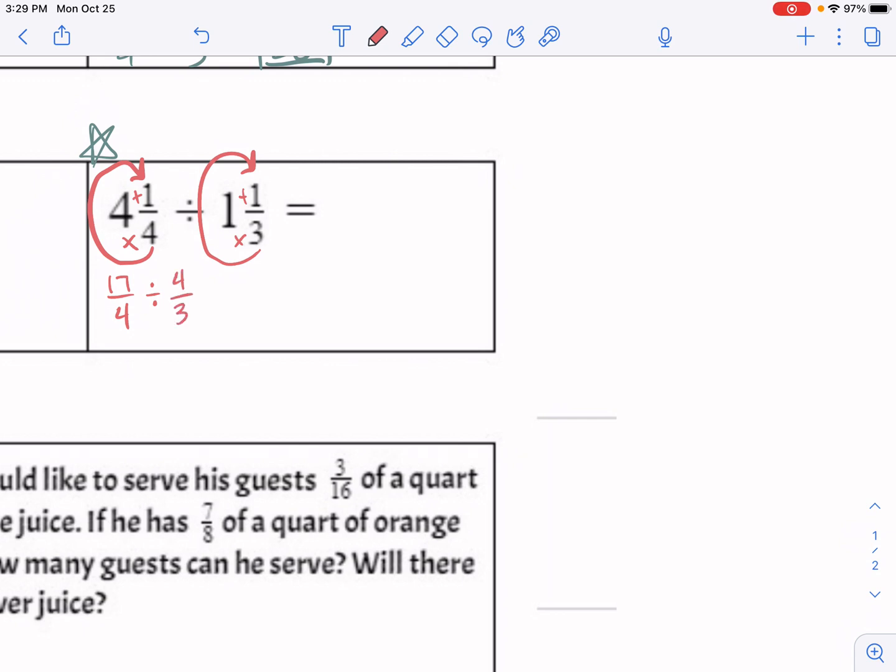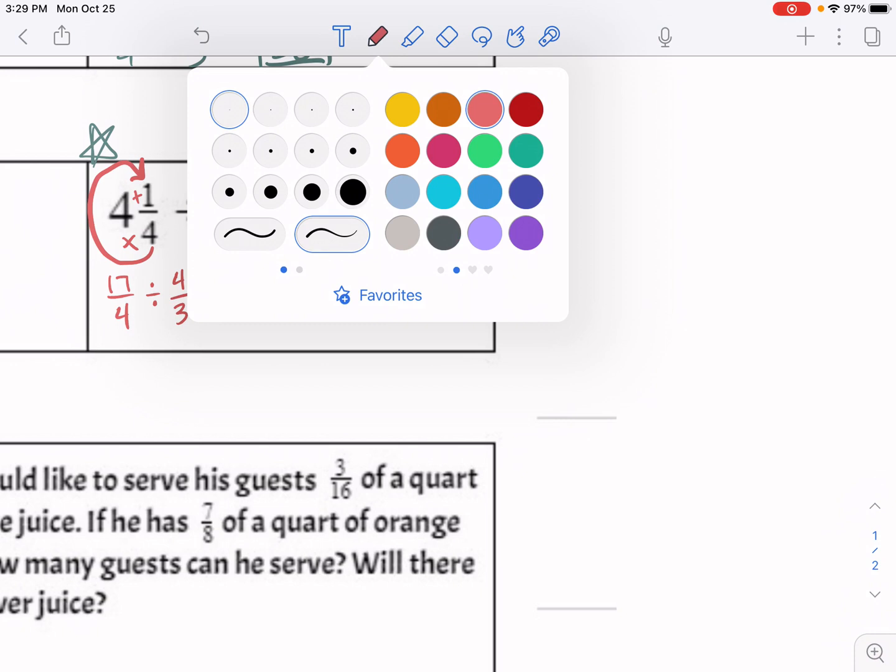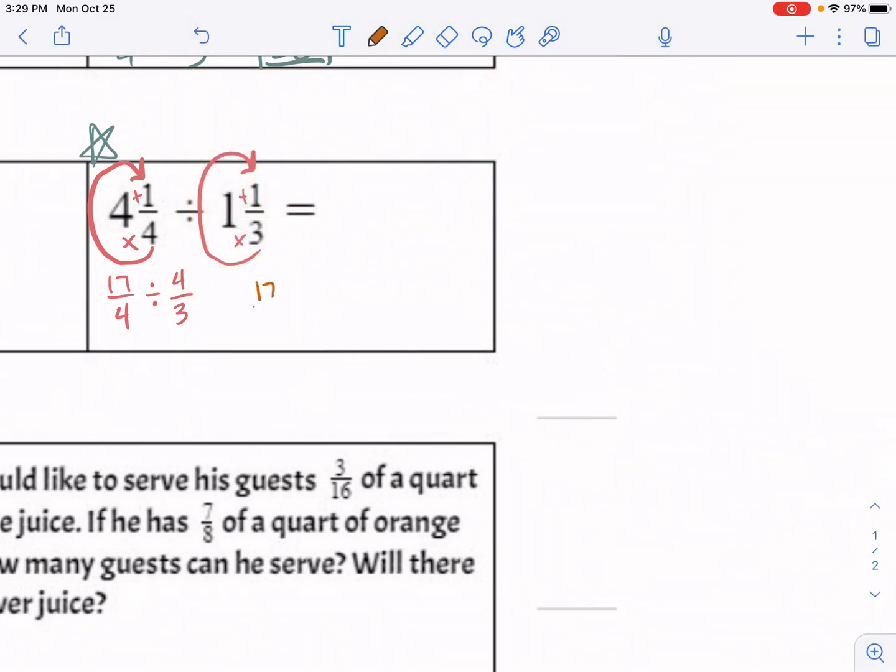Then I'm going to do keep, change, flip. So I keep, let me use a different color. Keep my 17/4, change to multiplication, and then flip to 4/3. Okay, then I'm going to multiply straight across. So let's do 17 times 3 out here. 3 times 7 is 21. 3 times 1 is 3, plus 2 is 5. So I have 51, and then 4 times 4 is 16. Okay, that's an improper fraction.